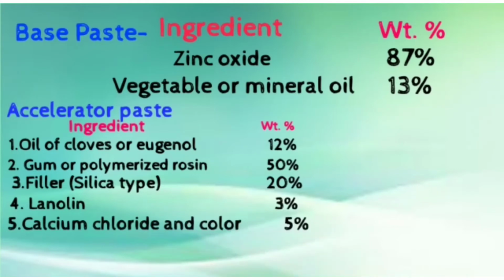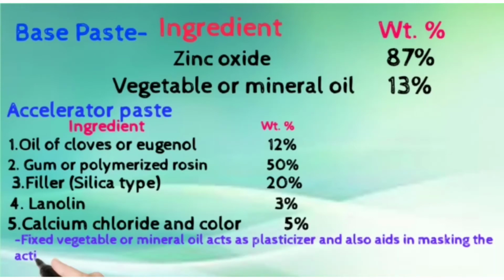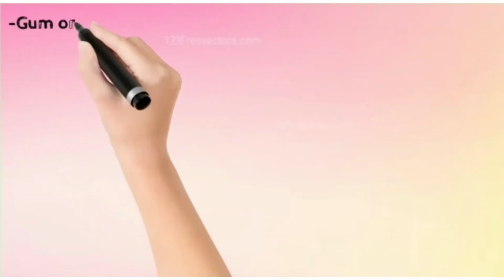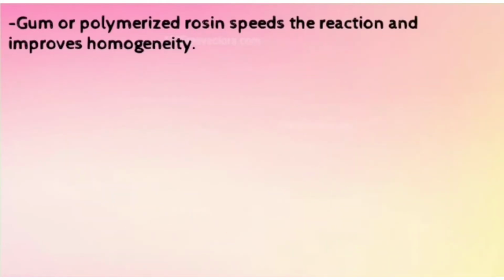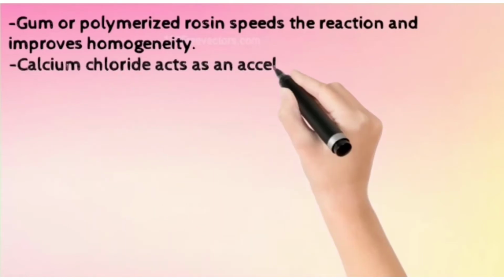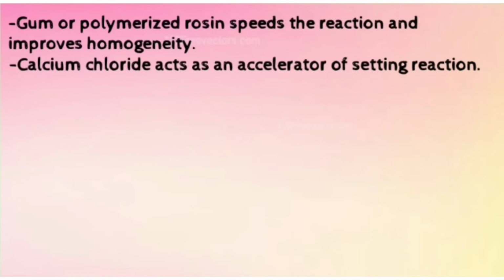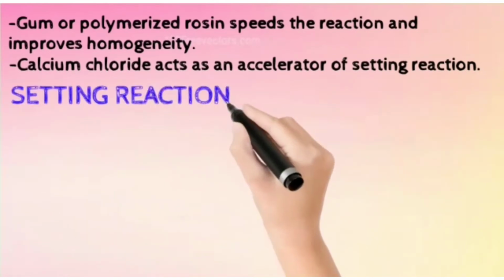Fixed vegetable or mineral oil acts as a plasticizer. So vegetable oil is acting as a plasticizer here, and also it aids in masking the action of eugenol as an irritant. Then you can see that gum or polymerized resin speeds the reaction. This is going to speed up the reaction and improves homogeneity. Calcium chloride is going to act as an accelerator. So here you can see the setting reaction as well.